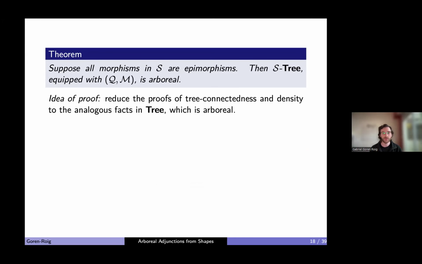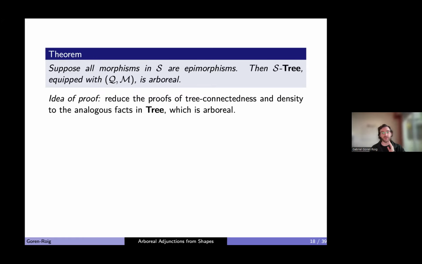If all the morphisms are epimorphisms, which we require for this factorization system to be proper, then the category is arboreal, so it satisfies all the other axioms. And I'm not going to give even a sketch of proof, I'm just going to repeat what I said before. The proofs of these things like tree connectedness and density can be reduced to the analogous facts in the category of trees.